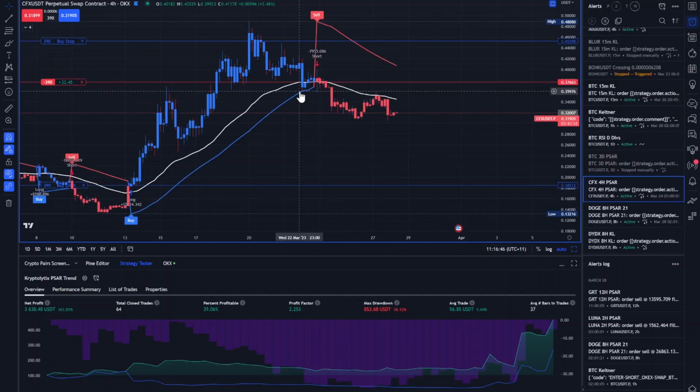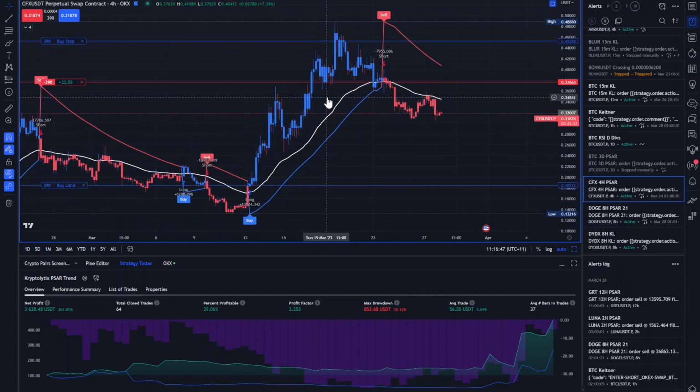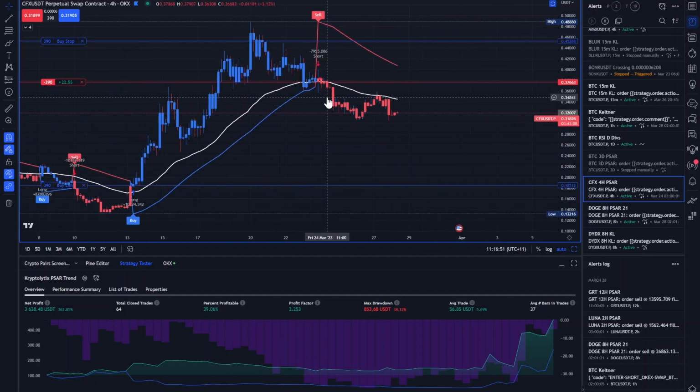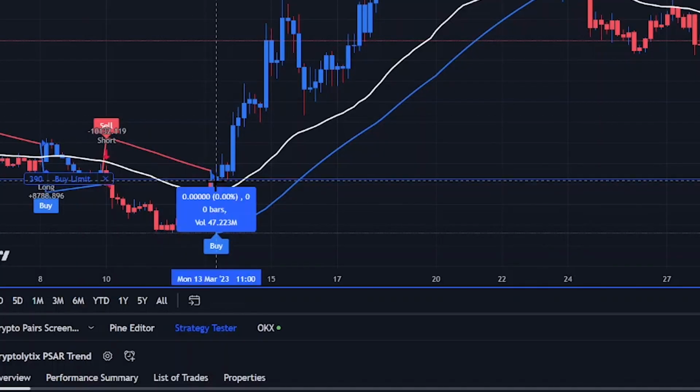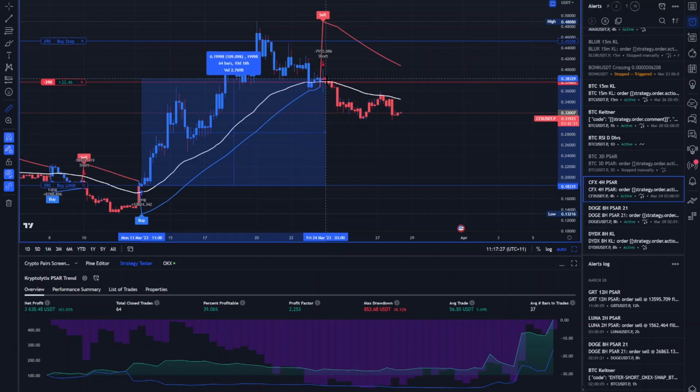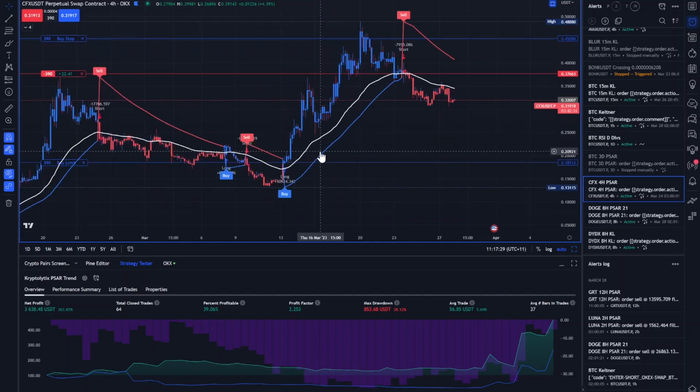I'm also in Conflux on the PSAR. And PSAR, just so you all know, stands for parabolic stop and reverse. Just to follow up on this, which I covered in a previous video: when we get a break of the PSAR, any close here, the line will move to the downside, at least in the long situation, and then move its way up. So I took this long here, closed it over here. It's a 100% profit on Conflux.